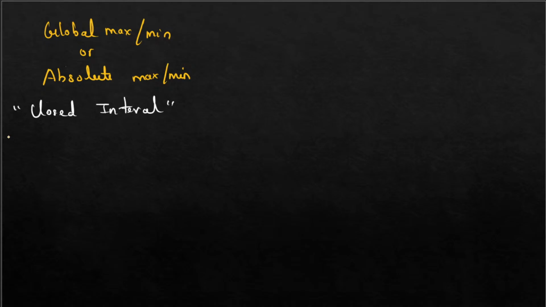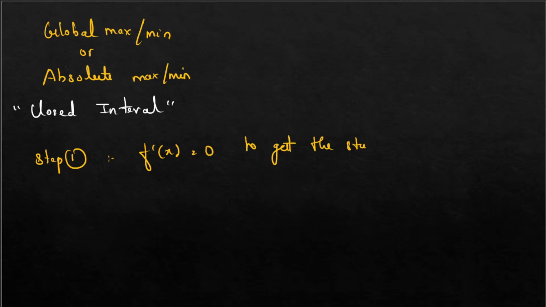Alright, so step 1 is f'(x) is 0. We have to do that to get the stationary point.